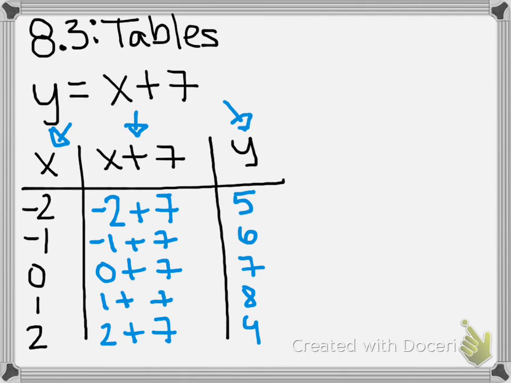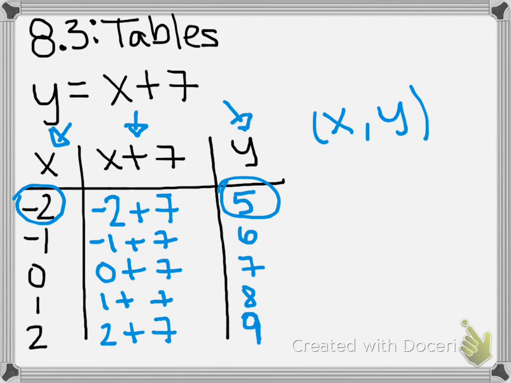Now, once we've filled out our table, we still have another step. We have to write our coordinate points. So we have an x value, and we have a y value, so we must write those as a point. Now, we have our x and our y in our coordinate points.